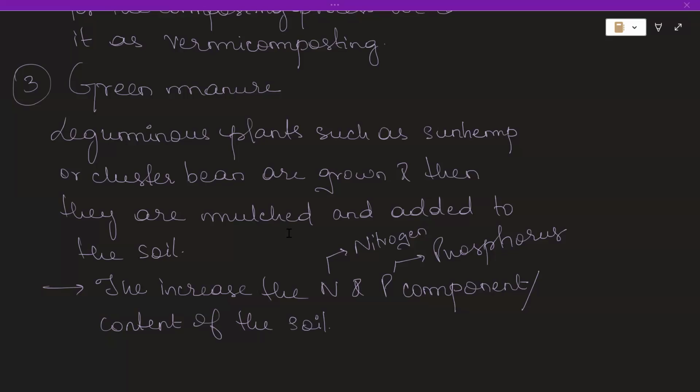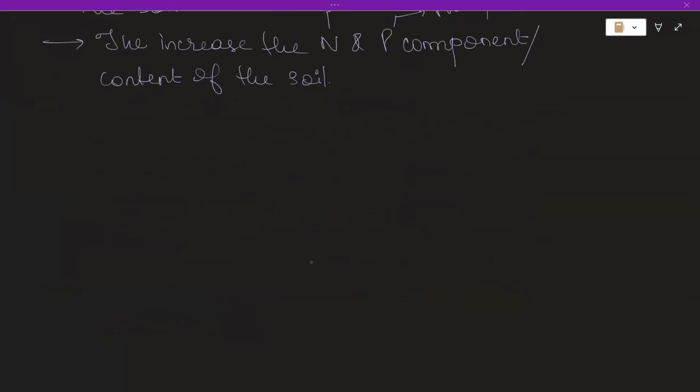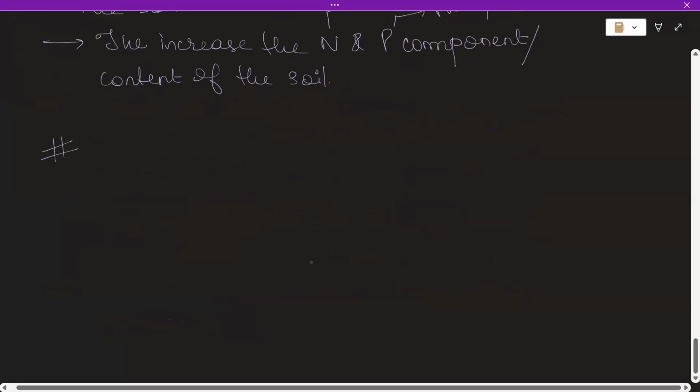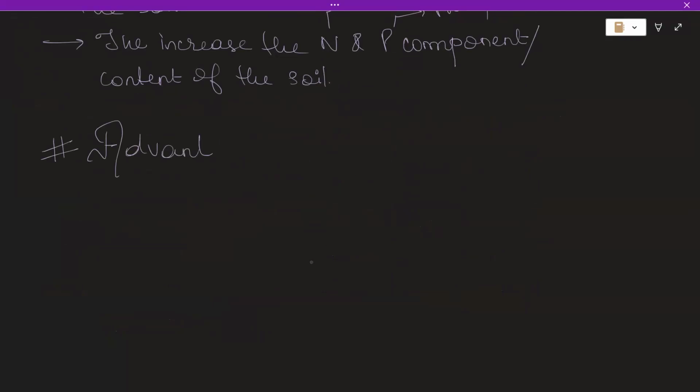Done, students? Is everyone done? Okay. Now, all in all, up until now, we have discussed the manure. So let us see what are the various advantages of manure. When we talk about the advantages of manure, you tell me what will be the advantage? It's organic. It doesn't harm the ecosystem.